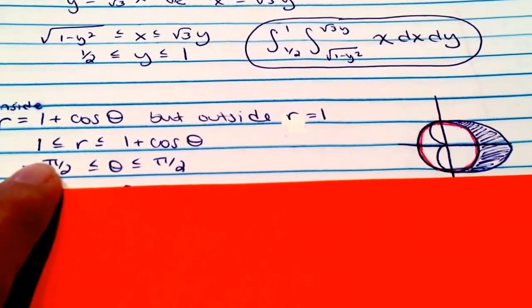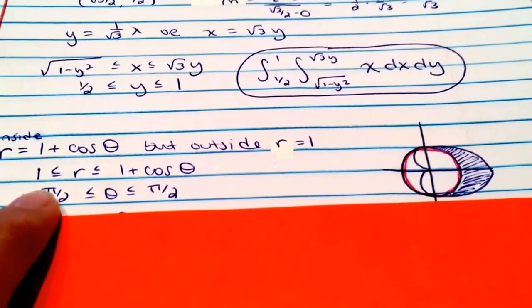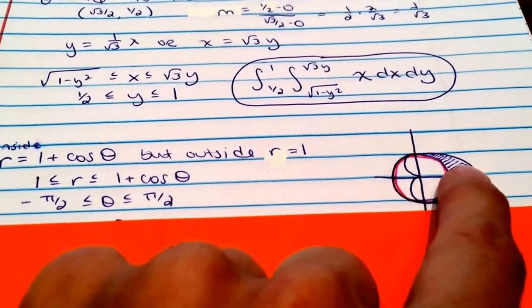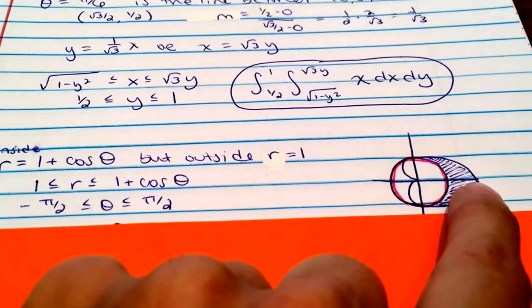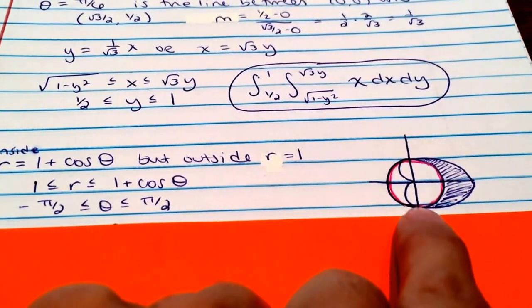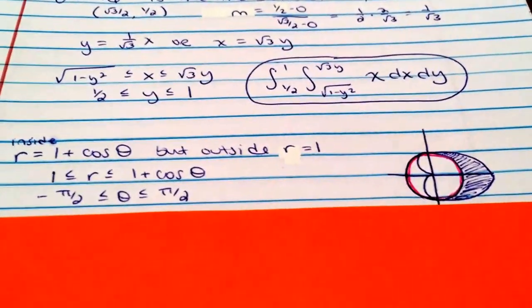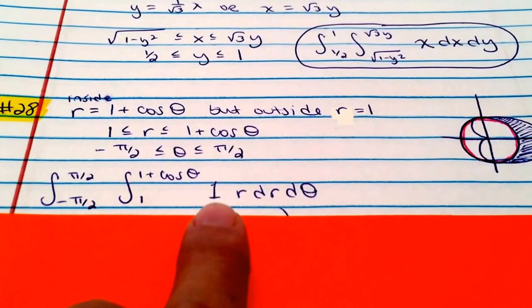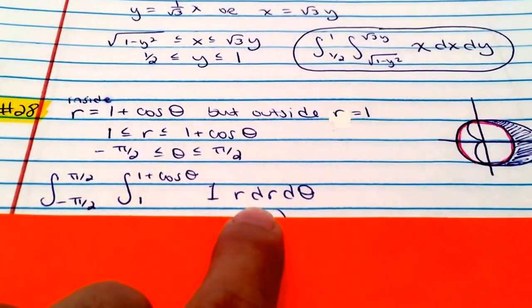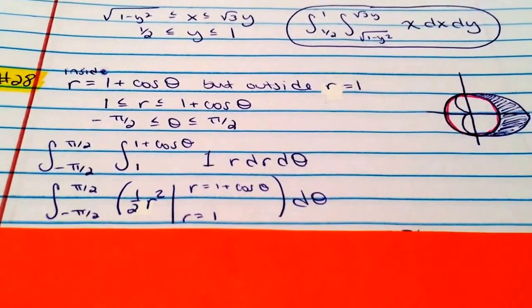So your, sorry, not your x, your r, as you're moving out, your left limit would be the circle, your right limit would be the cardioid, and then you have negative pi over 2 to pi over 2 for your theta. All right, so you set up your bounds here. It told me to find the area, so my function is 1. And then I have r dr d theta. So this is a very basic integral.